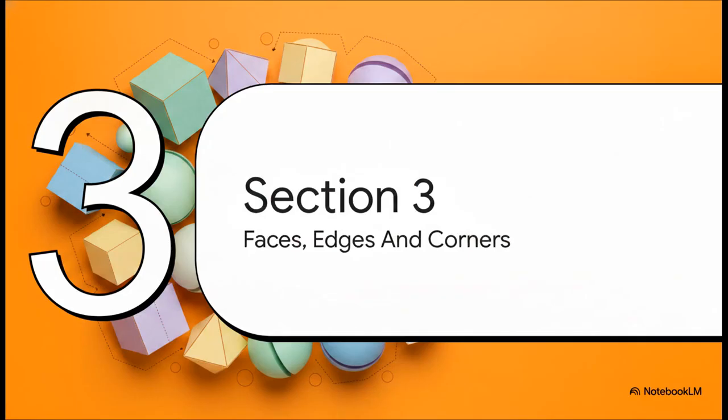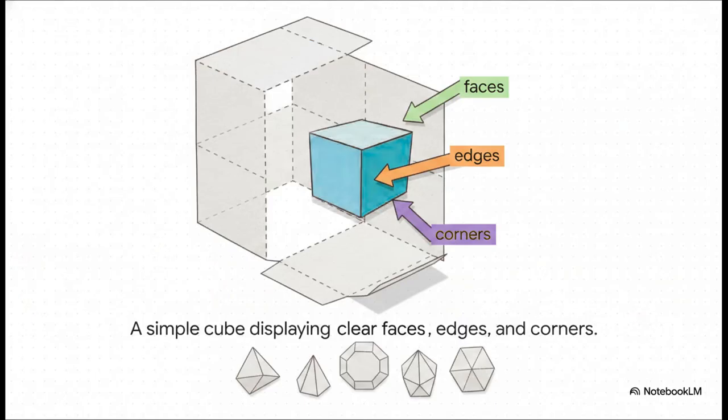Moving right along to section 3, faces, edges, and corners. Let's actually shift our focus to the anatomy of these shapes, really breaking them down into their core architectural properties. Take a simple cube, for example. Any 3D shape can be analyzed by looking at 3 distinct features.